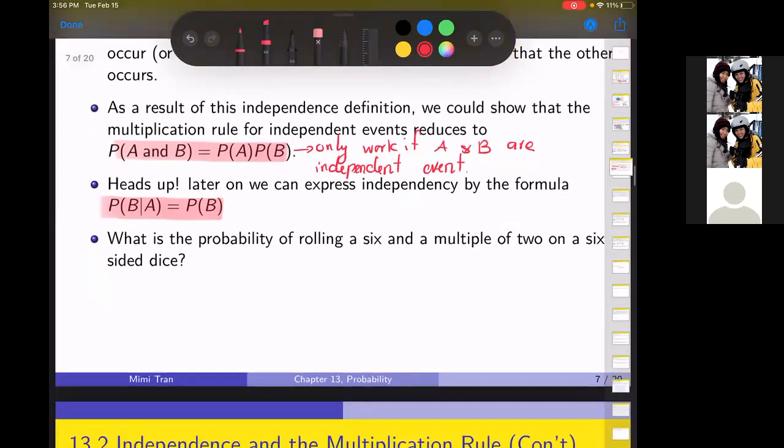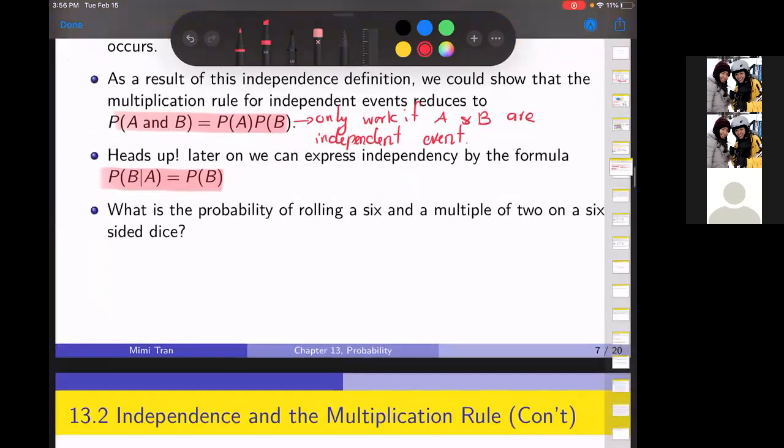Okay, so let's do this one. What is the probability of rolling a 6 and a multiple of 2 on a six-sided die? So you roll the die the first time. What is the probability of rolling a 6? 1 out of 6, right? So P of rolling a 6 is 1 out of 6.